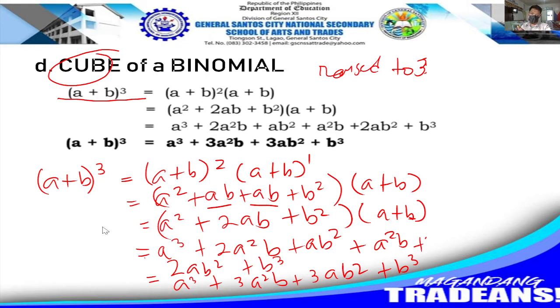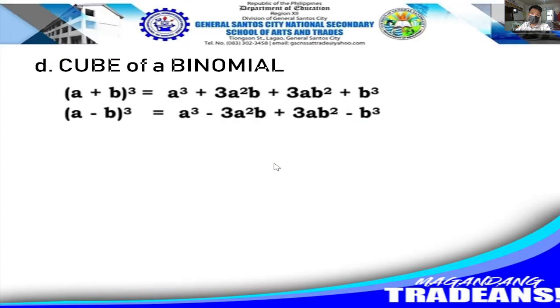Now, i-follow lang natin itong formula. Kapag merong a plus b raised to the power of 3, or the quantity a plus b raised to the power of 3, ito agad ang sundin natin na rule. Ang sabi sa rule, a cube mo daw yung a, then the 3a squared b mo daw yung second, then ang third is 3ab squared, and the last is b cubed. Yun lang yung formula.